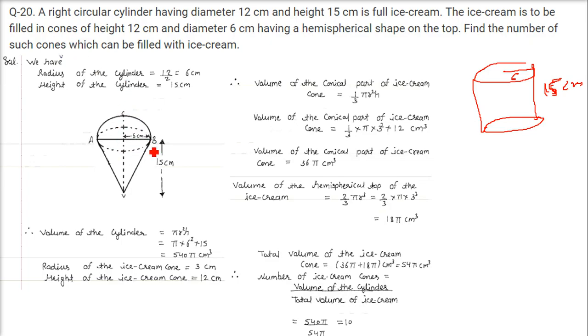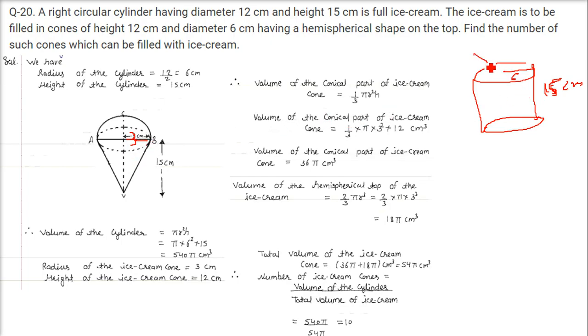This is a cone. The height is 15 centimeter and the diameter is 6 centimeters. So the radius will be 3 centimeter. Having a hemispherical shape on the top. So here is a hemispherical shape. Find the number of such cones which can be filled with this ice cream.